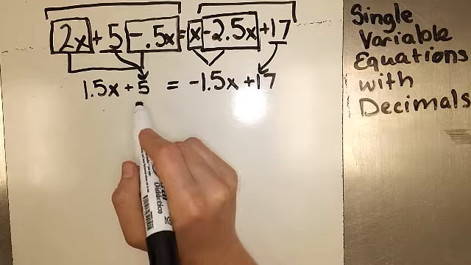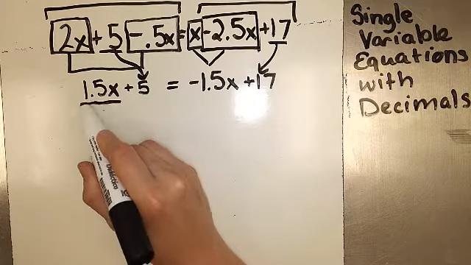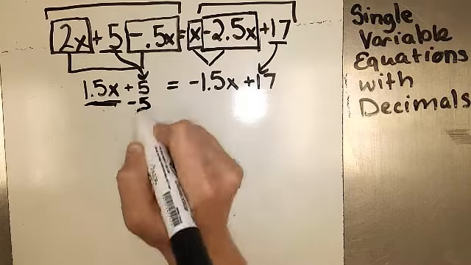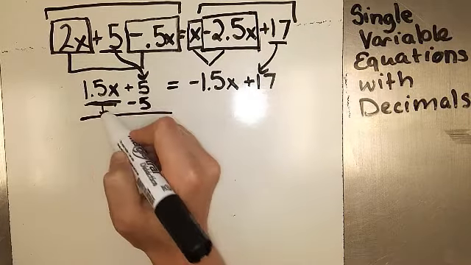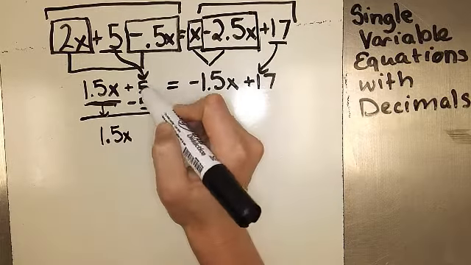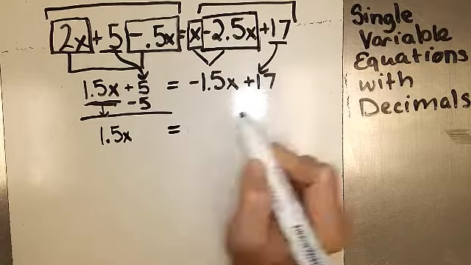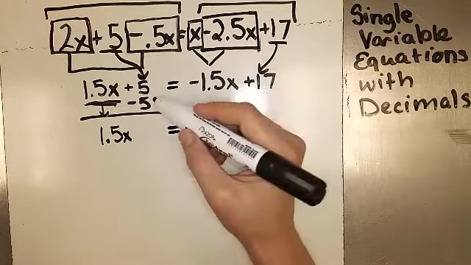So if I look on this side, I do have a positive 5. So in order to get this variable term alone, to isolate the variable term, I'm going to subtract that 5. When I subtract that 5, there's nothing to subtract that's a variable term, so that stays as 1.5x. And 5 minus 5 gives me 0, so there's no constants left on this side. So I bring that over and I have an equal sign.